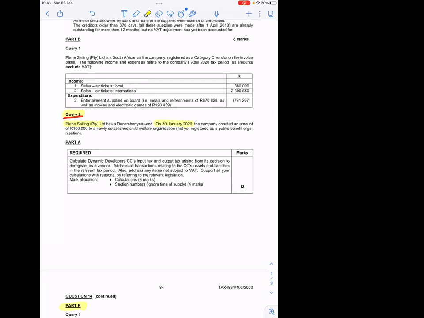Don't worry about the year end, because the donations tax is paid by donation. So we'll make reference to the date in question. The company donated an amount of 100,000. Look at 100,000, and it is not to a public benefit organization. Those are the talking points. Those are the things that we're going to be playing around with. Right. I want you to discuss.